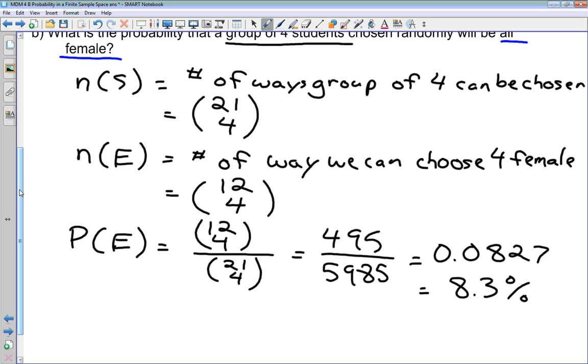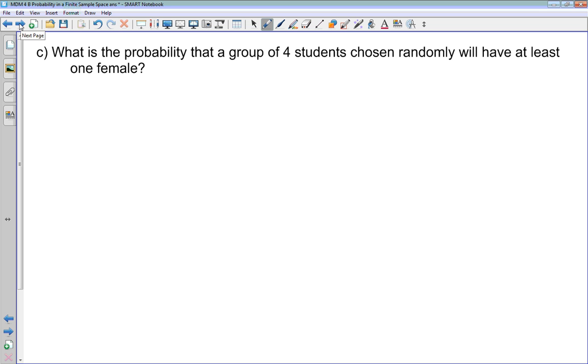All right. Let's try a similar example, a little bit trickier here. What is the probability that a group of 4 students chosen randomly will have at least one female? So once again, what is our sample space here? Well, our sample space is the same as it was before, choosing 4 students. So the number of outcomes in our sample space is going to be the same. It's still 21 choose 4. The number of possible ways we can choose 4 students out of our 21 student class.